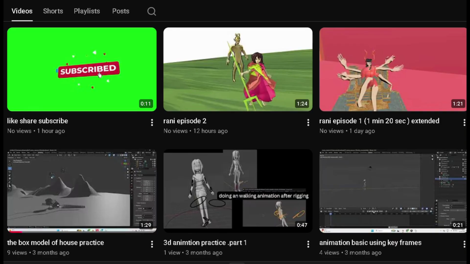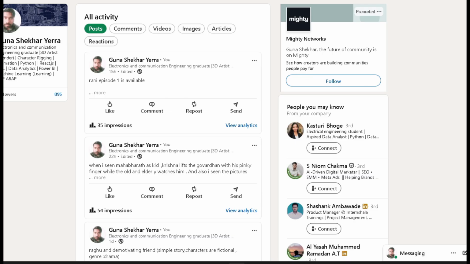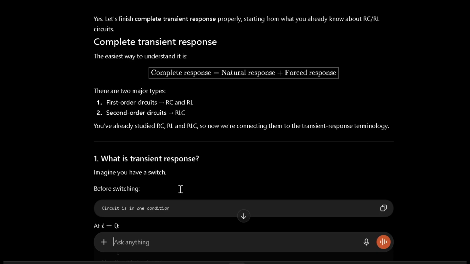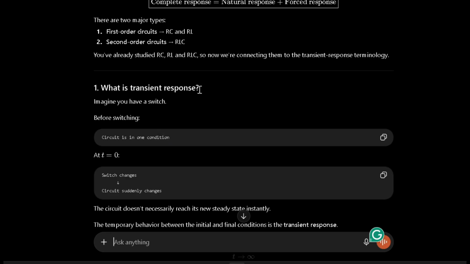Today we are going to study the complete transient response behavior: complete response, natural response, forced response. There are two major types: first order circuits, RC and RL, and second order circuit, RLC. I have studied what RC is: a resistor connected in series with a capacitor. RL is a resistor connected in series with an inductor, L meaning inductor. What is transient response?